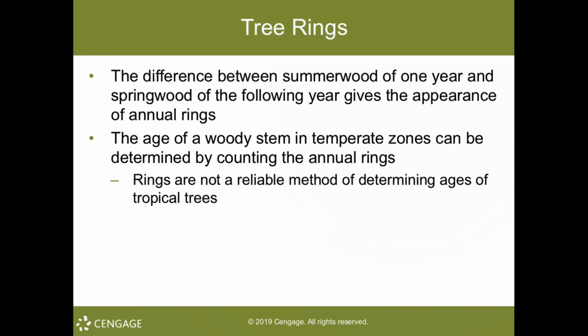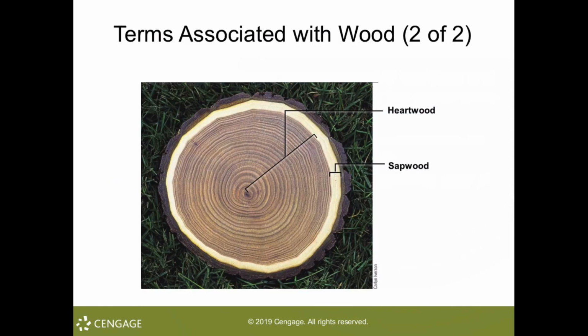Continuing on. So with the tree rings here, this is used in a number of ways. The difference between summer wood of one year and spring wood the following year gives us those annual rings. If you don't know what I mean, there it is again. That's where the annual rings come from, class.